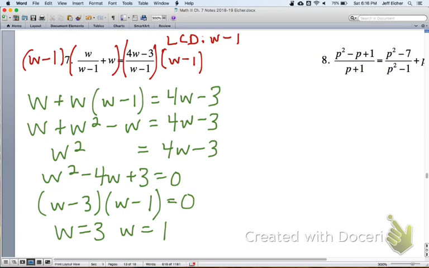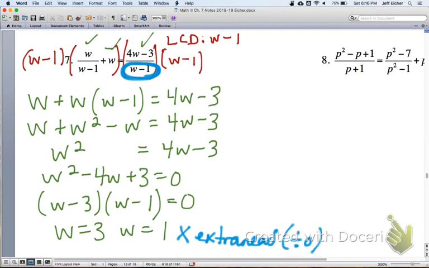So we had a lowest common denominator of W minus 1. We multiply every fraction, every term, this one and this one, by W minus 1. We get two possible solutions, but I hope you threw out this one as extraneous. When you plug 1 into W minus 1, you get no solution. So this is an extraneous solution. It gives division by 0, which is a no-no. So our only solution is W equals 3.